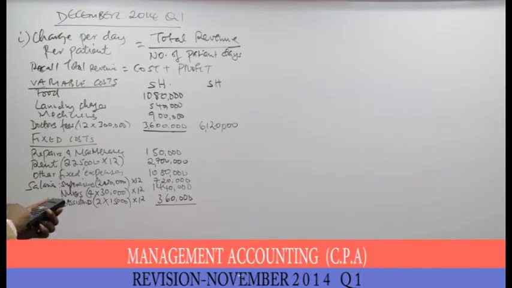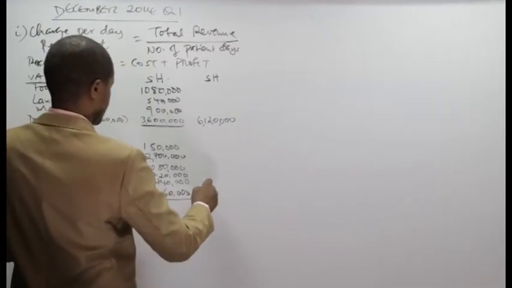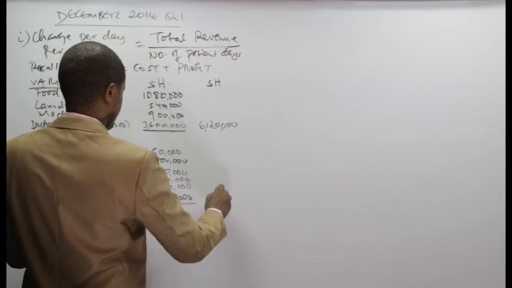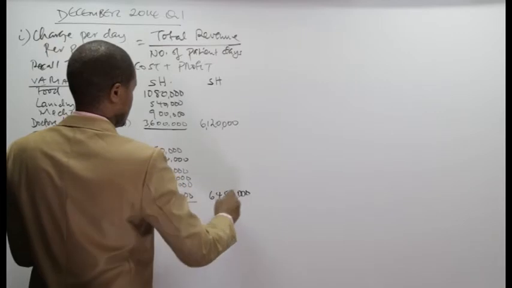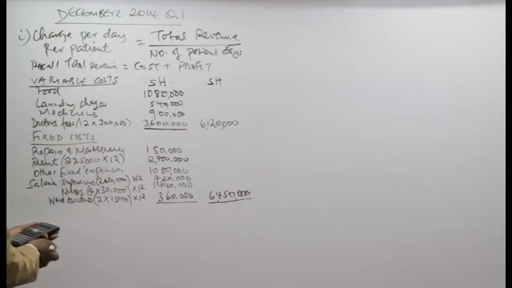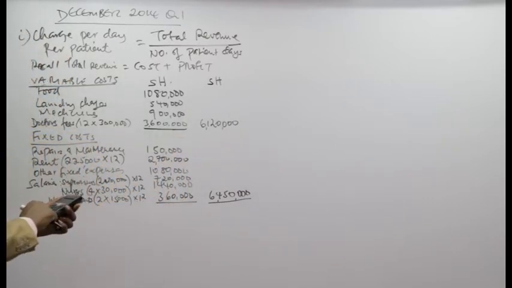Then we aggregate: 1,440,000 plus 720,000 plus 1,080,000 plus 27,000 plus 150,000. So the total fixed costs I get here is 6,450,000. That is the total fixed cost.